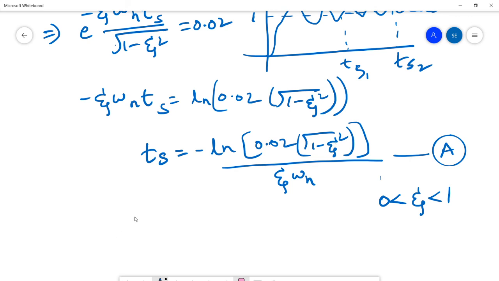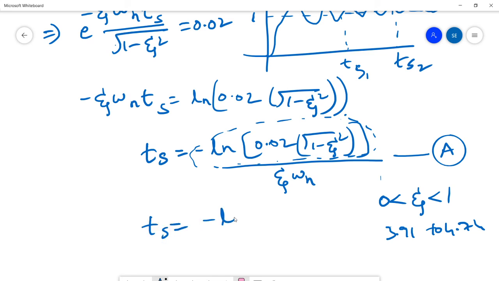The minimum and maximum values of the numerator, the logarithm term, that you may get are 3.91 to 4.74. So it is around 4. The average value is approximately 4. Any set of values between 0 and 1 that you substitute in this expression gives about 4. So ts is equal to minus ln of 0.02.